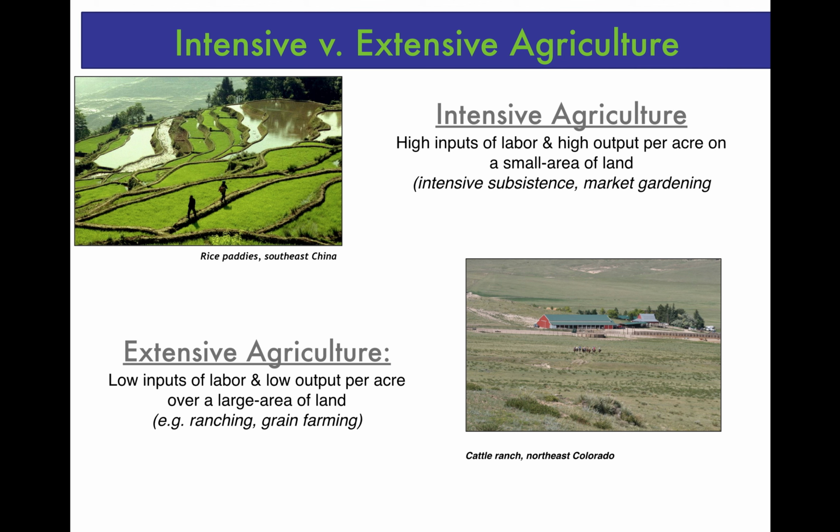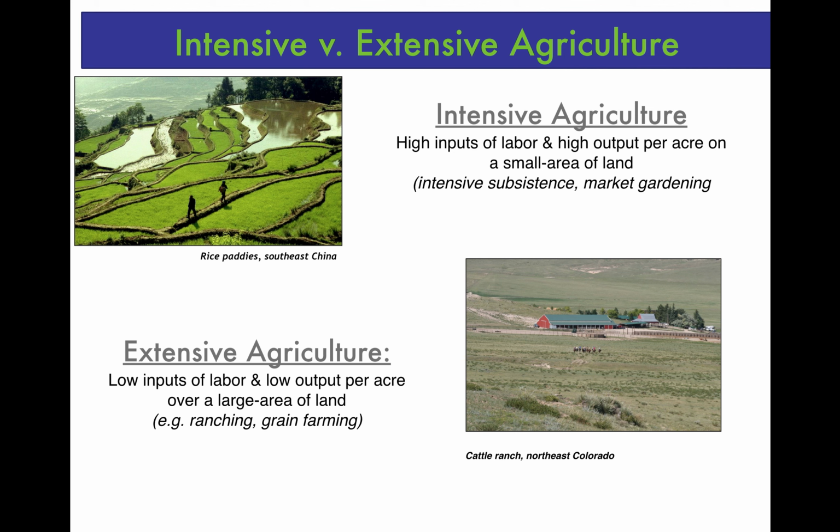That's in contrast to extensive agriculture, where there's a lot of land. It's almost like if a person had 100 joules of work. Imagine in intensive agriculture, all 100 joules of work goes directly into a small area of land, whereas in extensive agriculture, you take that 100 joules of work and spread it out over a very large area of land. Formal definition: we have a low input of labor and low output per acre over a large area of land.